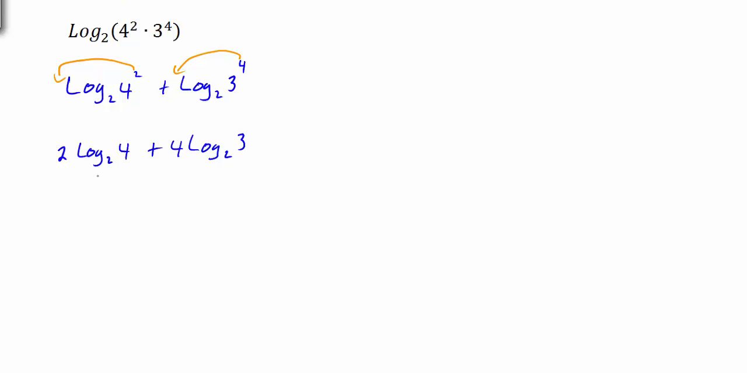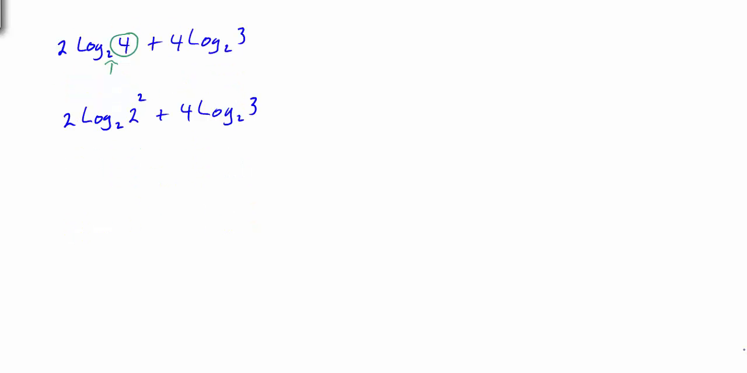Now, if we look carefully, we have log base 2 of 4. Is there any way that we could rewrite the 4 so that we have this base of 2? Well, we could certainly think of the 4 as 2 squared. So now the bases match up. Now over here we have 4 log base 2 of 3. Well, unfortunately, there's really no way that we can write this 3 with a base of 2. So this will have to remain as 4 log base 2 of 3.